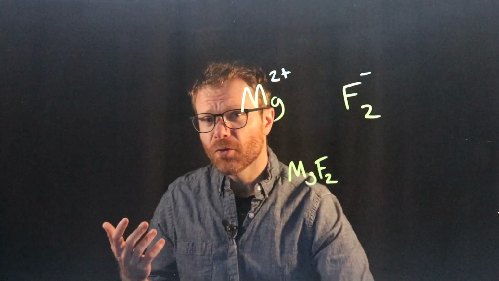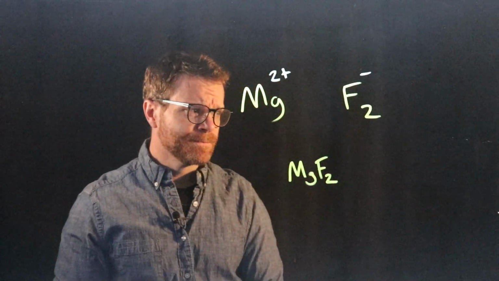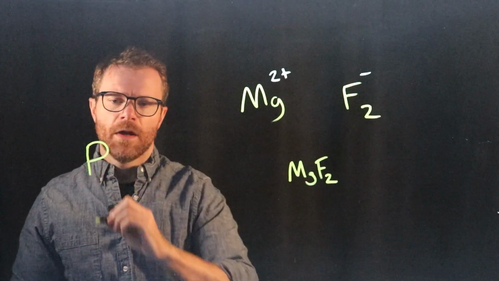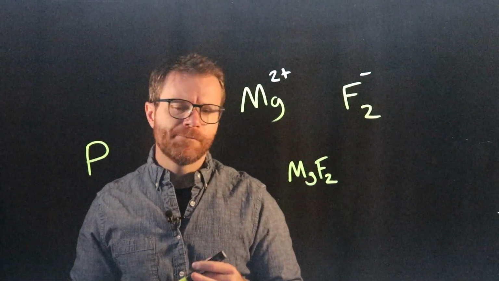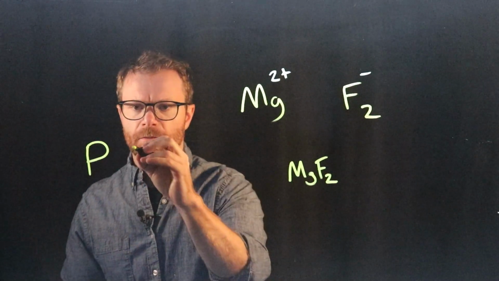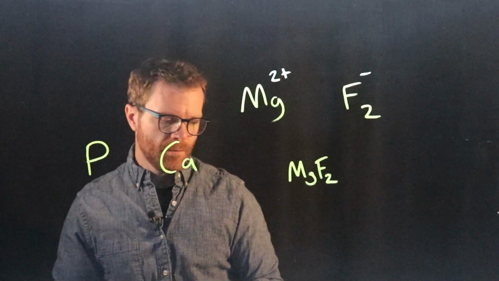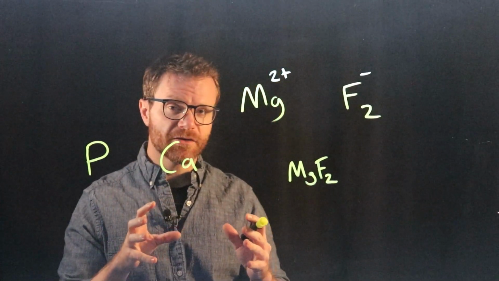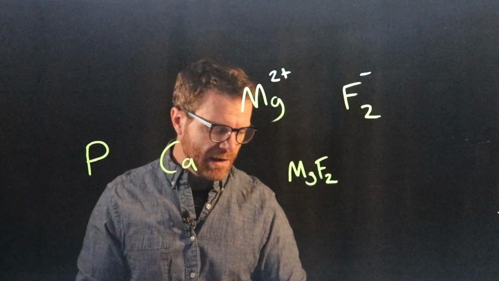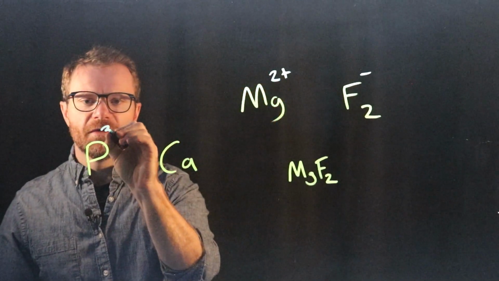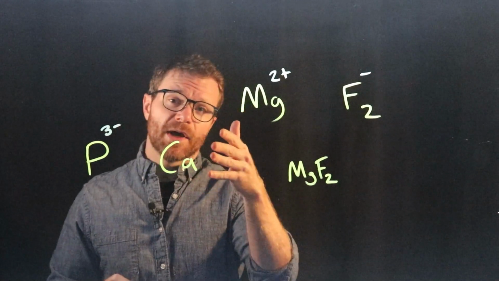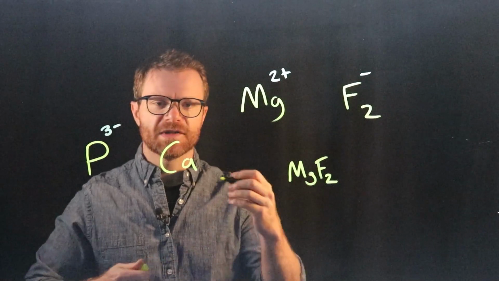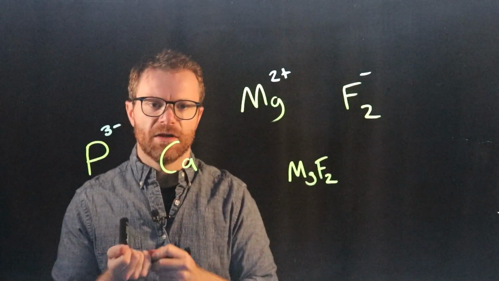Let's do another example real quick, and then I think we'll be done with ionic compounds. Let's say we have phosphorus, and let's say we have calcium. Phosphorus has 5 valence electrons, so it's going to gain 3 to become stable, giving it a charge of 3-. Calcium has 2 valence electrons. It's in column 2A, so it's going to lose 2 to become stable, giving it a charge of 2+.